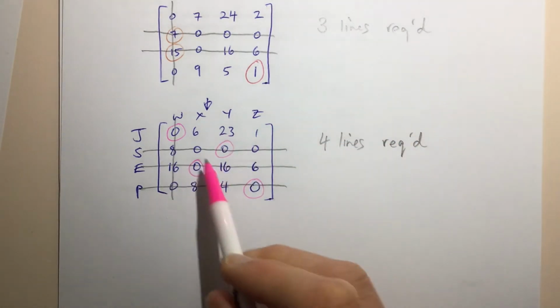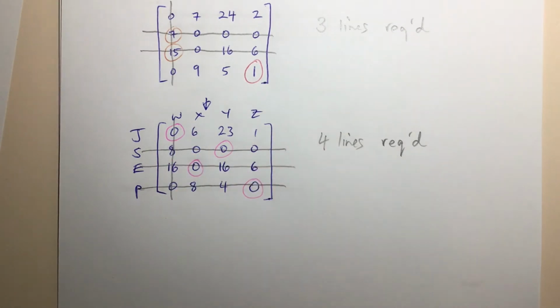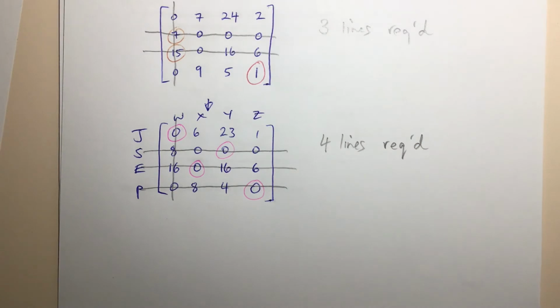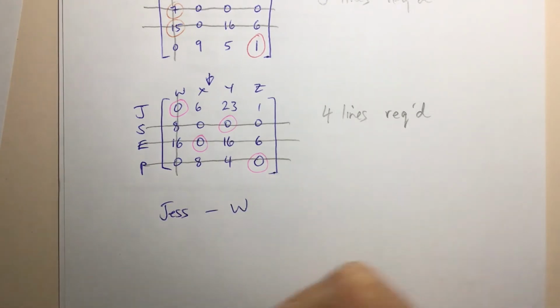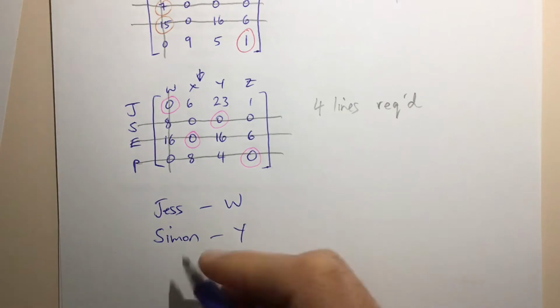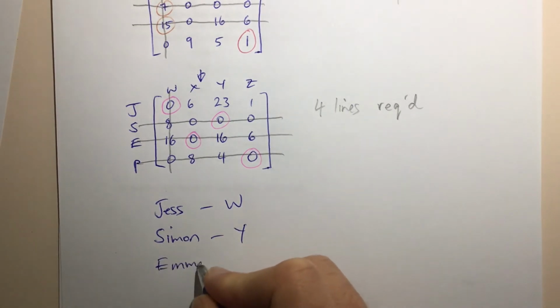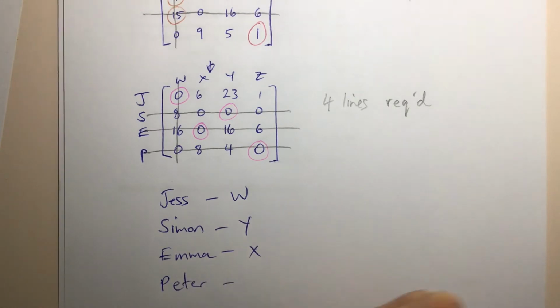And so with these zeros, you can see we've got one 0 in each row and one in each column, which means each person is being given one job, and each task is going to get done. So the question was, how should we allocate the tasks? Jess should do job W. Simon's going to do job Y. Emma will do job X, and Peter will do job Z.